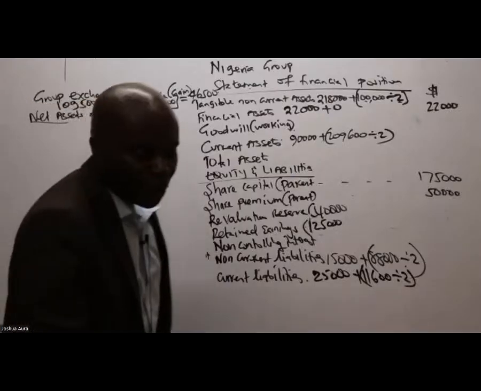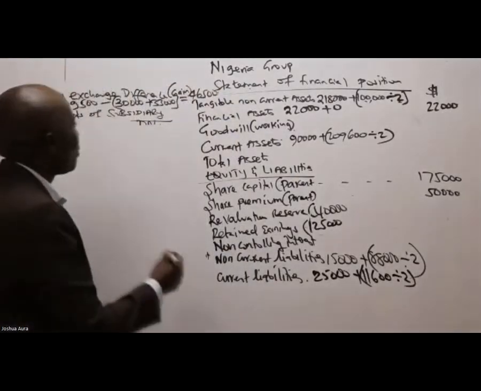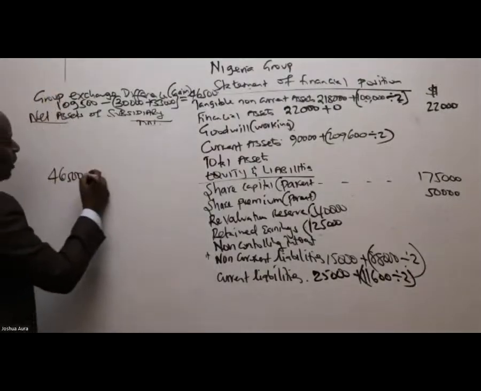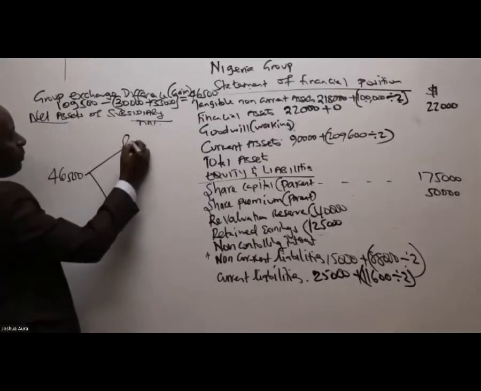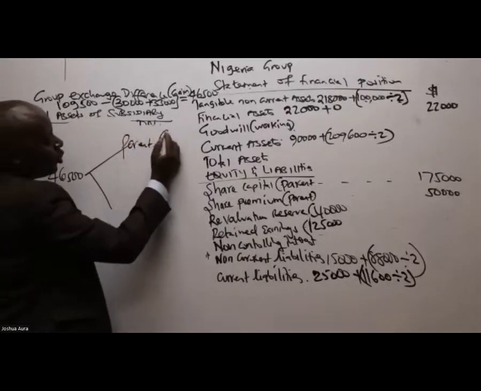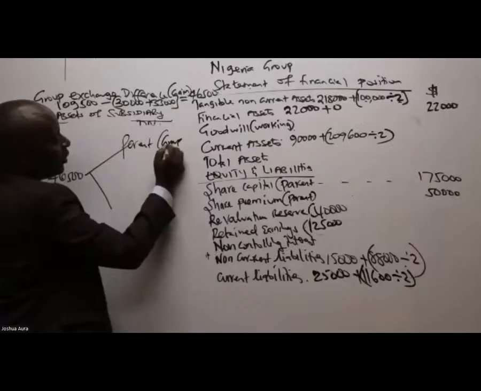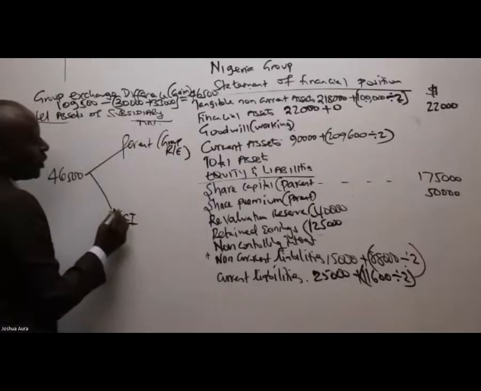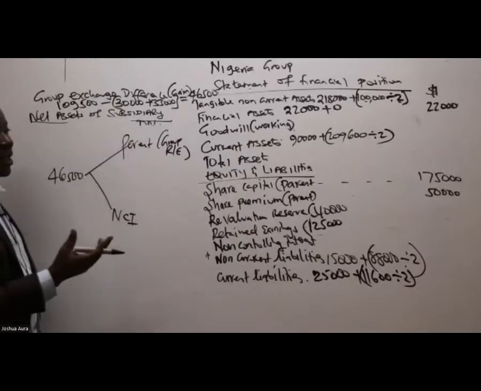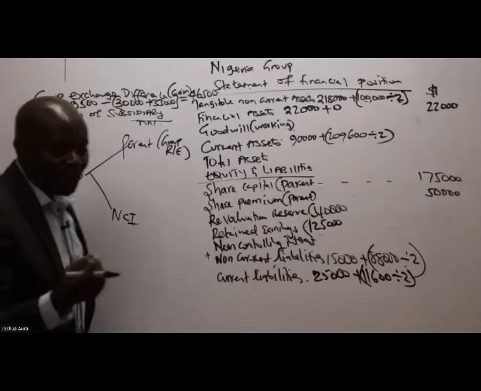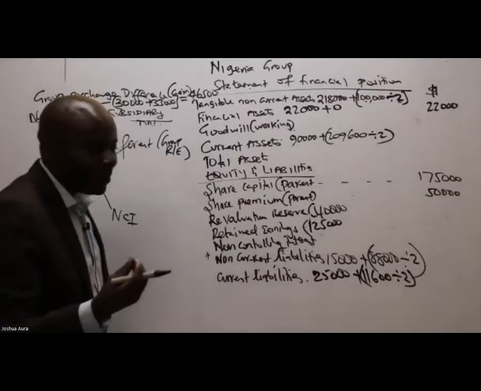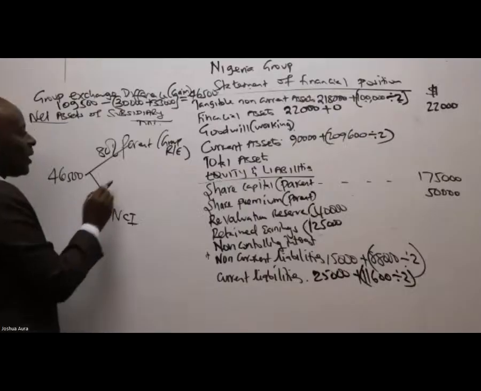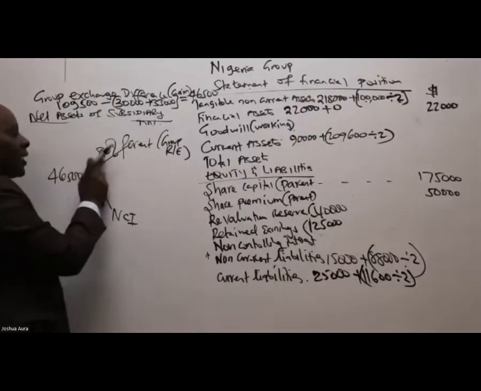So we are sharing this 46,500, my good students. It will be shared to the parent, of course, through the group retained earnings, and then we have NCI. Do you know the parent's percentage? It was 80%, isn't it? And NCI was 20%. So this is 46,500 times 80%.